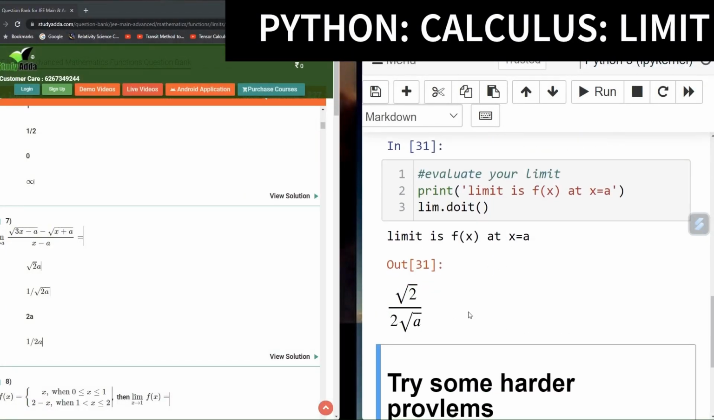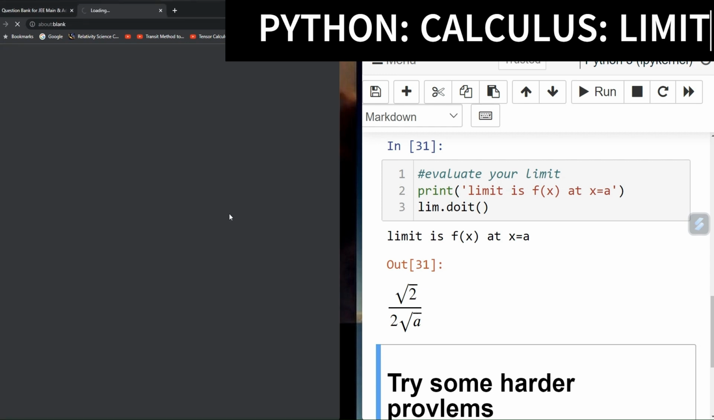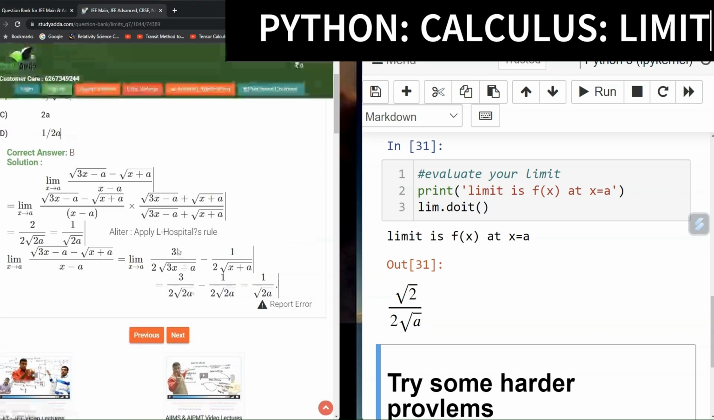Okay, so our value is coming root 2 by 2 root a. So basically if you multiply above and below by root 2, then it becomes 1 by root 2a. So the answer is 1 by 2a. So it is correct.